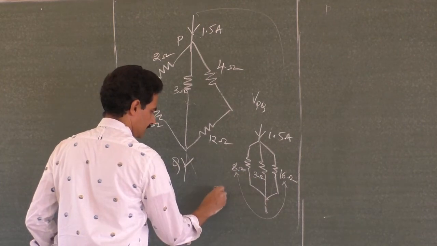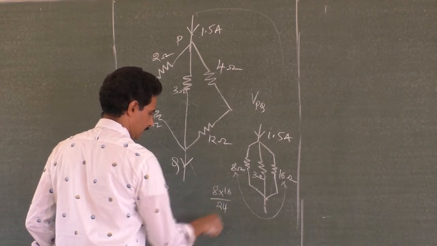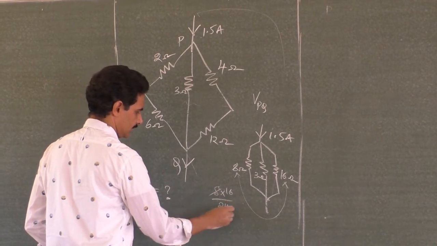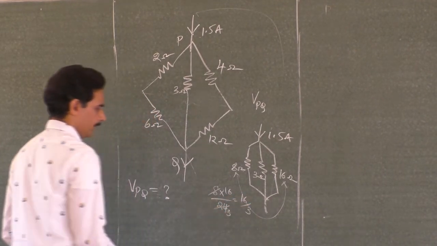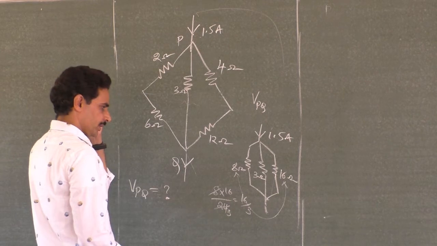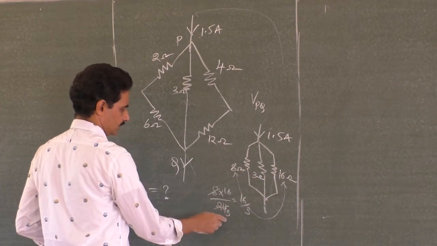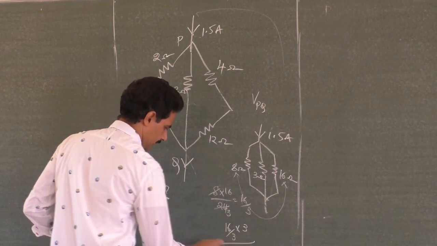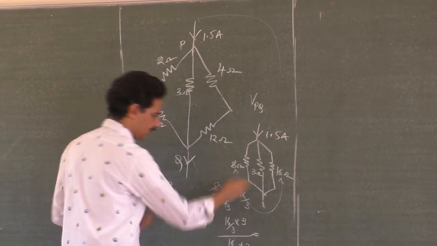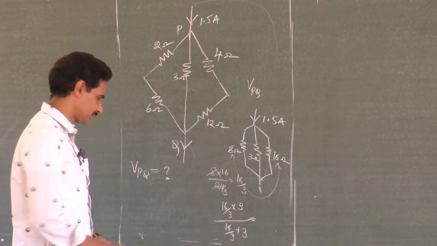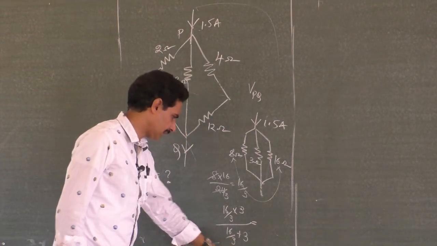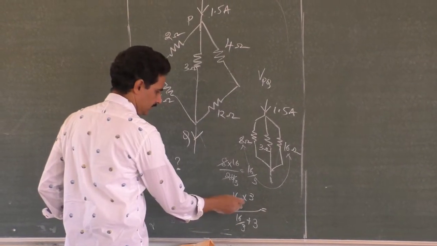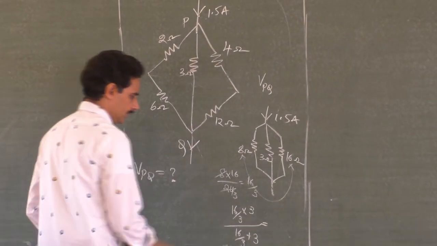8 into 16 divided by 8 plus 16, that is 24. Is it right? Okay, 8 into 16 divided by 8 plus 16 gives 16 by 3, let it be. Then 16 by 3 parallel 3: 16 by 3 into 3 divided by 16 by 3 plus 3. I could have continued in the same process, 1 by Rp equal to 1 by R1 plus 1 by R2 plus 1 by R3. That is also possible, but anyway, I can do it this way also. Okay, this is 16 by 3 into 3 divided by 16 by 3 plus 3. Let it be this way only.